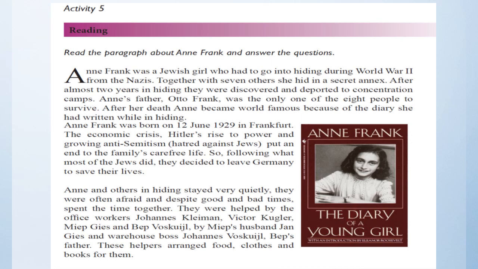Anne and others in hiding stayed very quietly. They were often afraid, but despite good and bad times, they spent the time together. They were helped by the office workers Johannes Kleiman, Victor Kugler, Miep Gies and Bep Voskuijl, by Miep's husband Jan Gies and warehouse boss Johannes Voskuijl, Bep's father. These helpers arranged food, clothes and books for them.